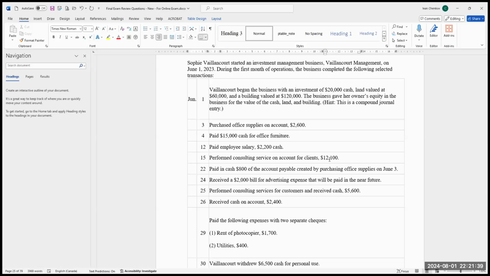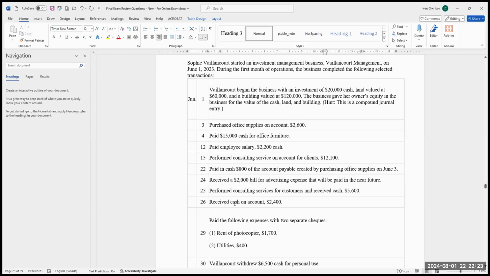Then you have to pay cash for the accounts payable, which you have from June 3rd. So you're going to pay: debit accounts payable, which goes down by $800, credit cash $800. Then we receive 2,000, and then we receive a bill for the advertising expenses that will be paid in the near future. So that will be advertising expenses, debit, and credit accounts payable. Perform consulting service to a client, to a customer, and receive cash $5,600. Now we're getting cash and providing service revenue.